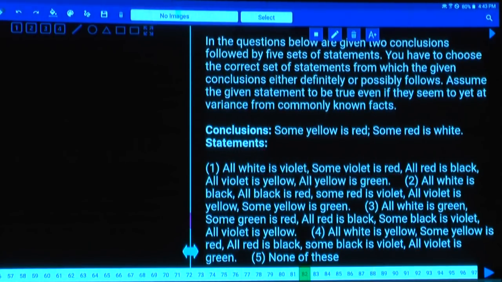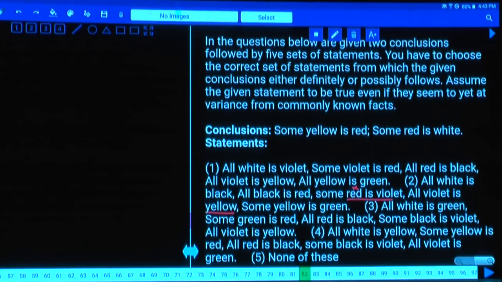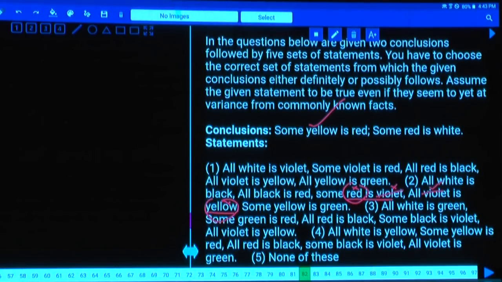Then coming to the second choice. Now some yellow is red, and some red is white. Some red is violet is there. All violet is yellow is there. Now by combining these two, cross and cross, this is tick and cross, violet middle term distributed, and now the conclusion between red and yellow. Some red is yellow is true or not? Some red is yellow is nothing but some yellow is red, both are one and the same.